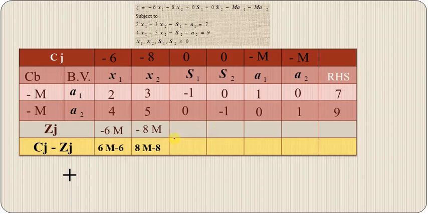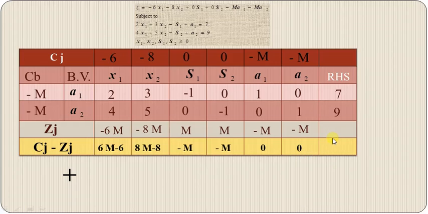Similarly, for the next columns, you will get -M into -1 plus -M into 0, so you will get M. Then 0 minus M, you will get minus M. Similarly, for the next one, you will get -M into 1, that is -M. So minus M minus minus M, you will get 0. So the M gets cancelled because M is not a constant, it's a big number. That's why we can write 0 here. In the last column, then -M into 0 plus -M into 1, you will get -M minus minus M. So the M gets cancelled, you will get also 0.